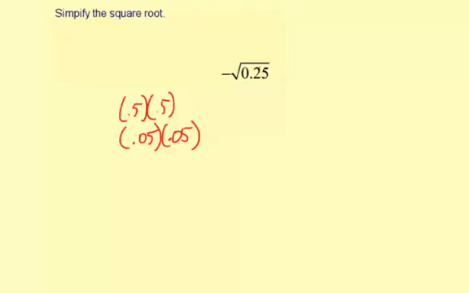Now, when you're working with square roots and decimals, you want to make sure you take the time to determine this. You don't want to just look at it and say, oh, well, 5 times 5 is 25, so I know it's 0.05, or I know it's 0.5. You need to make sure you work through it. So let's see what happens here.